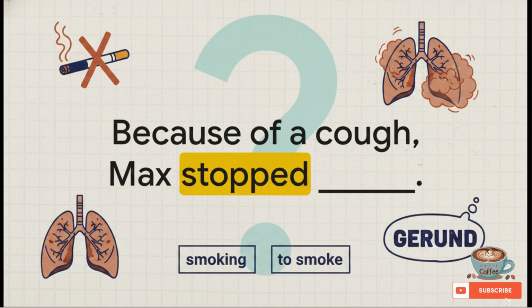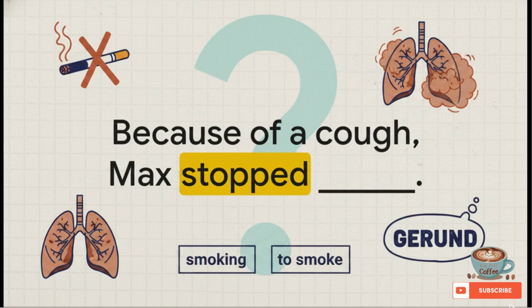Because Max had a bad cough, he stopped blank. Should it be smoking or to smoke? Think about the context here. The cough is bad. Is Max terminating a past activity or is he creating a future intention to go do it? Obviously, he's terminating the activity. So applying our rule about stopping an action, it has to be the gerund.